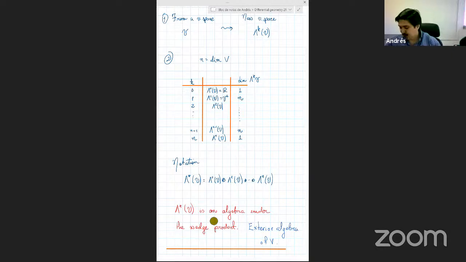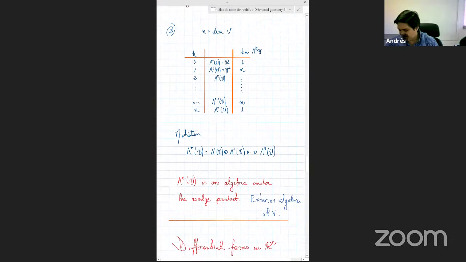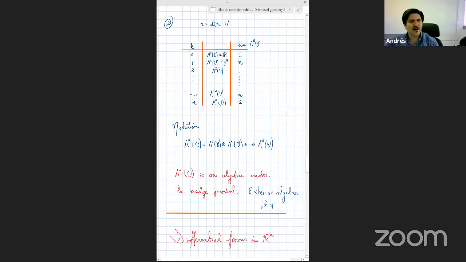Great. So this is the review up to the linear algebra aspects. Only linear algebra, nothing beyond that. Now I'm going to review what you have seen of differential forms in Euclidean space. So before moving on, are there any questions?